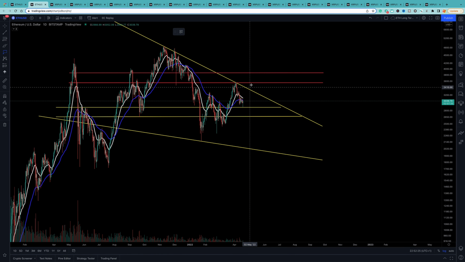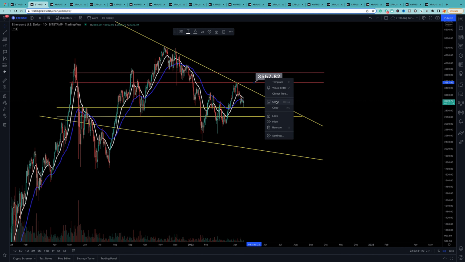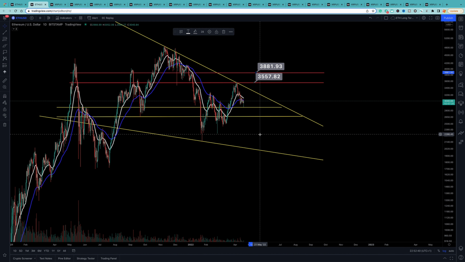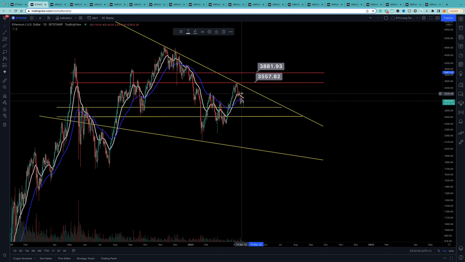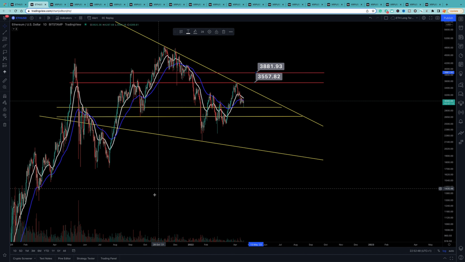If it's coming back up one final time, it's 3,550. If it really wants to push it, it's 3,850, 3,900, before it does the dump. It may do 3,557. I really struggle to see it coming to here.